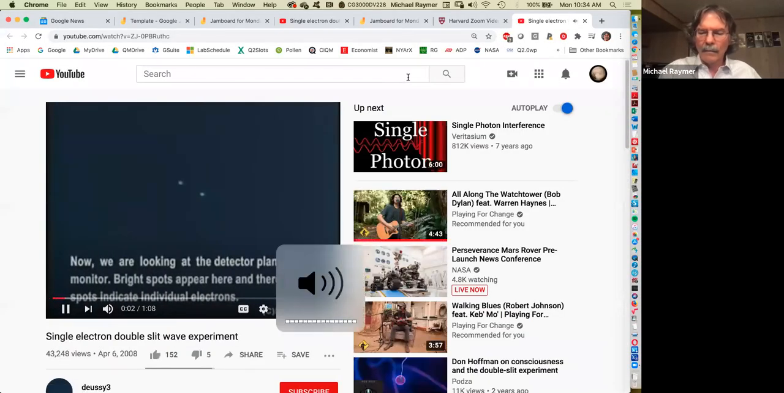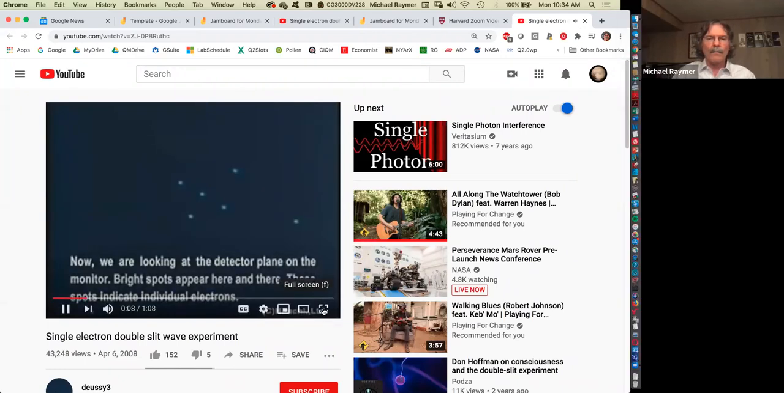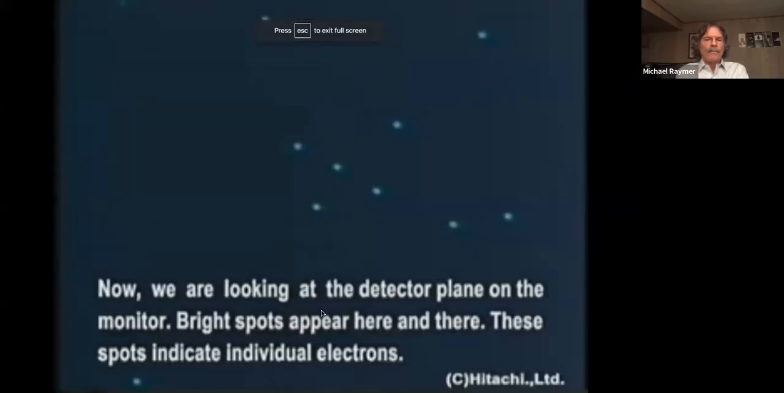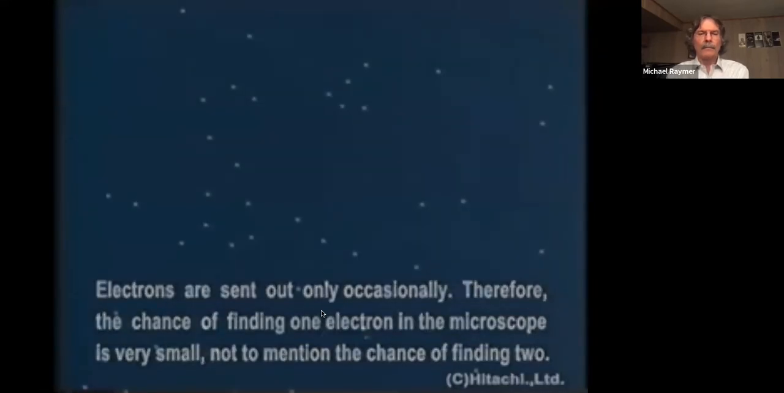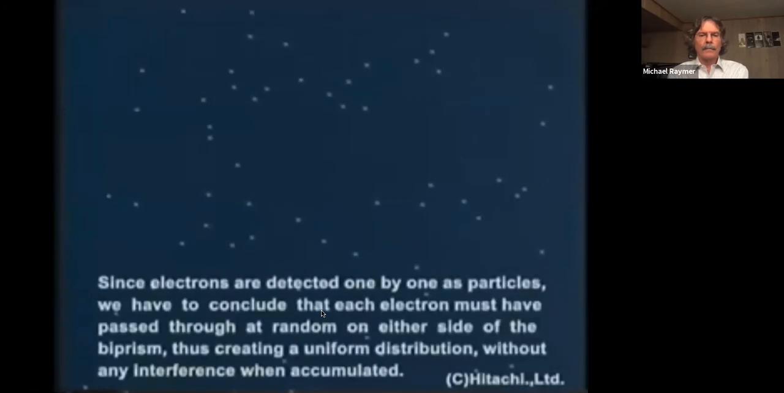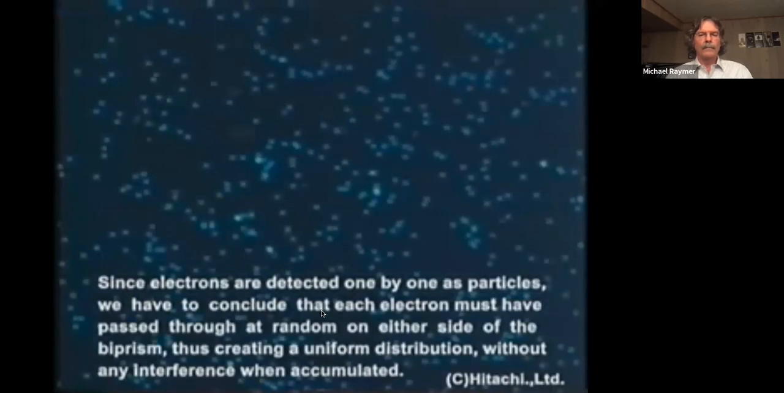Now we are looking at the detector plane on the monitor. Bright spots appear here and there. These spots indicate individual electrons. Electrons are sent out only occasionally. Therefore, the chance of finding one electron in the microscope is very small, not to mention the chance of finding two. Since electrons are detected one by one as particles, we have to conclude that each electron must have passed through at random on either side of the biprism, thus creating a uniform distribution without any interference when accumulated.